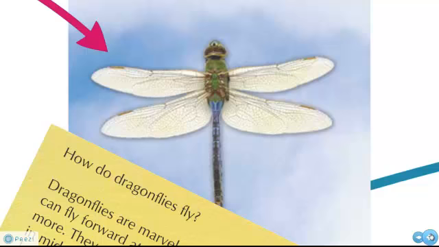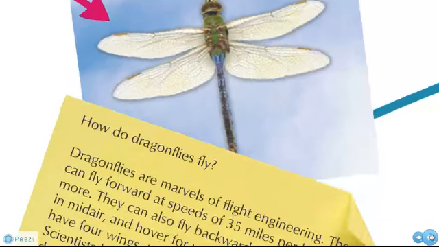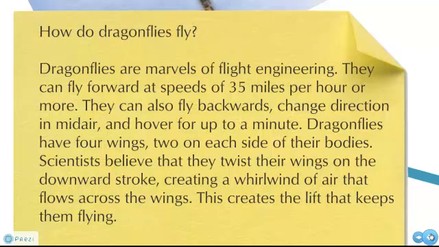Here's an example of something that a student may have found. How do dragonflies fly? Dragonflies are marvels of flight engineering. They can fly forward at speeds of 35 miles per hour or more. They can also fly backwards, change directions in midair, and hover for up to a minute. Dragonflies have 4 wings, 2 on each side of their bodies. Scientists believe that they twist their wings on the downward stroke, creating a whirlwind of air that flies across the wings. This creates the lift that keeps them flying.